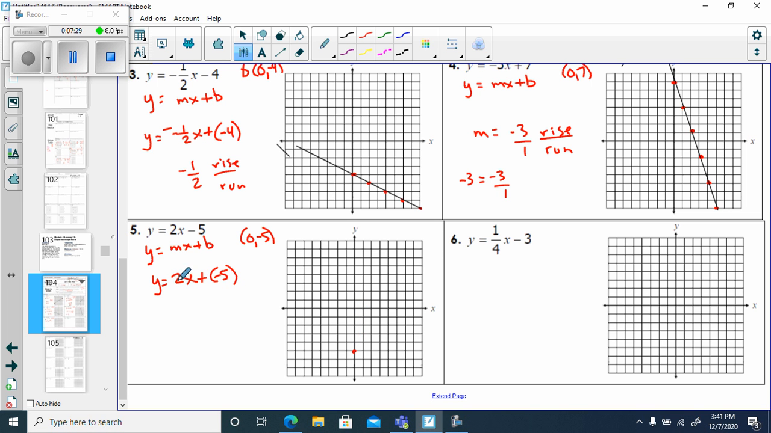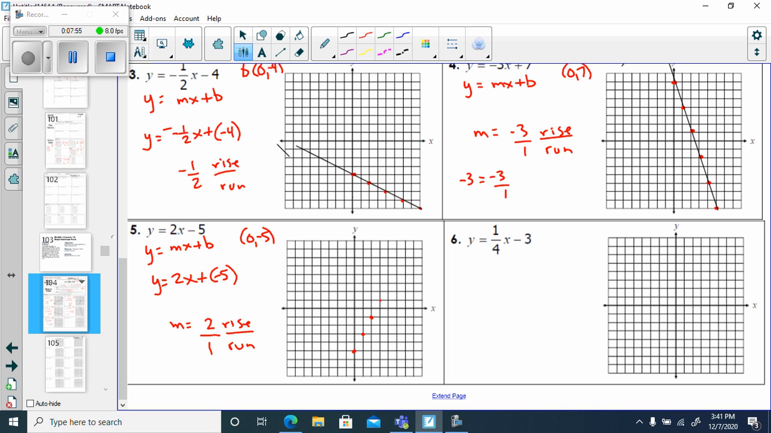Okay. And then my slope is 2. That's my rise over my run. What can go down here and not change it? 1. 2 divided by 1 is still 2. So from here, I'm going to rise 2 and go in the positive direction 1. Rise 2, positive direction 1. Rise 2, positive direction 1.